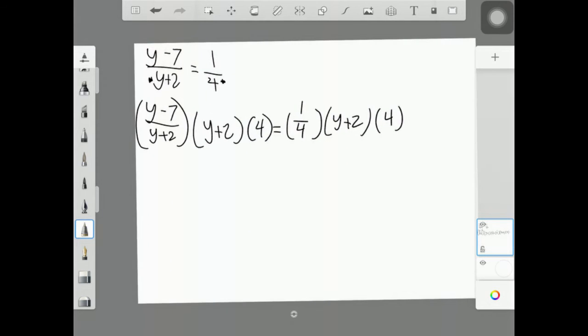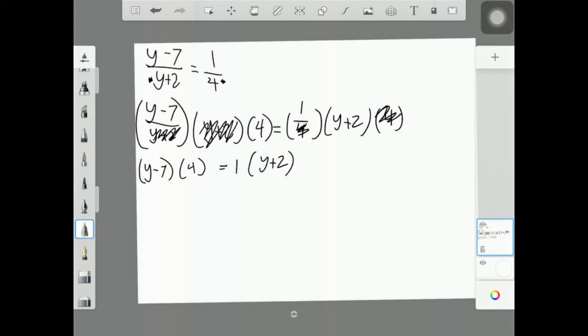Now what we want to do with math is we just cancel out the things that are alike. So for the left side, we just cancel out y plus 2. There you go. And then for the right side, it's 4. Because why not? I'm not the one making the rules here. There you go. So, what happens after that? y minus 7, and then 4. And then on the other side, it's just 1 over y plus 2. There you go.